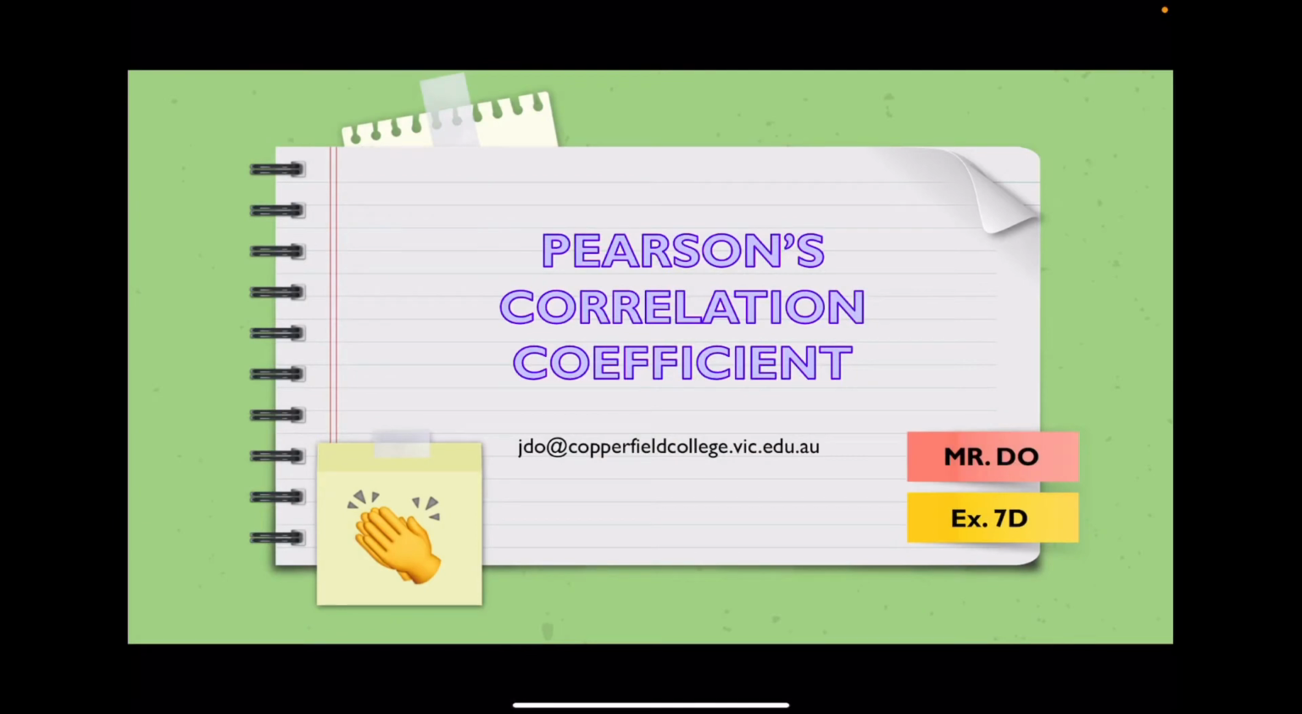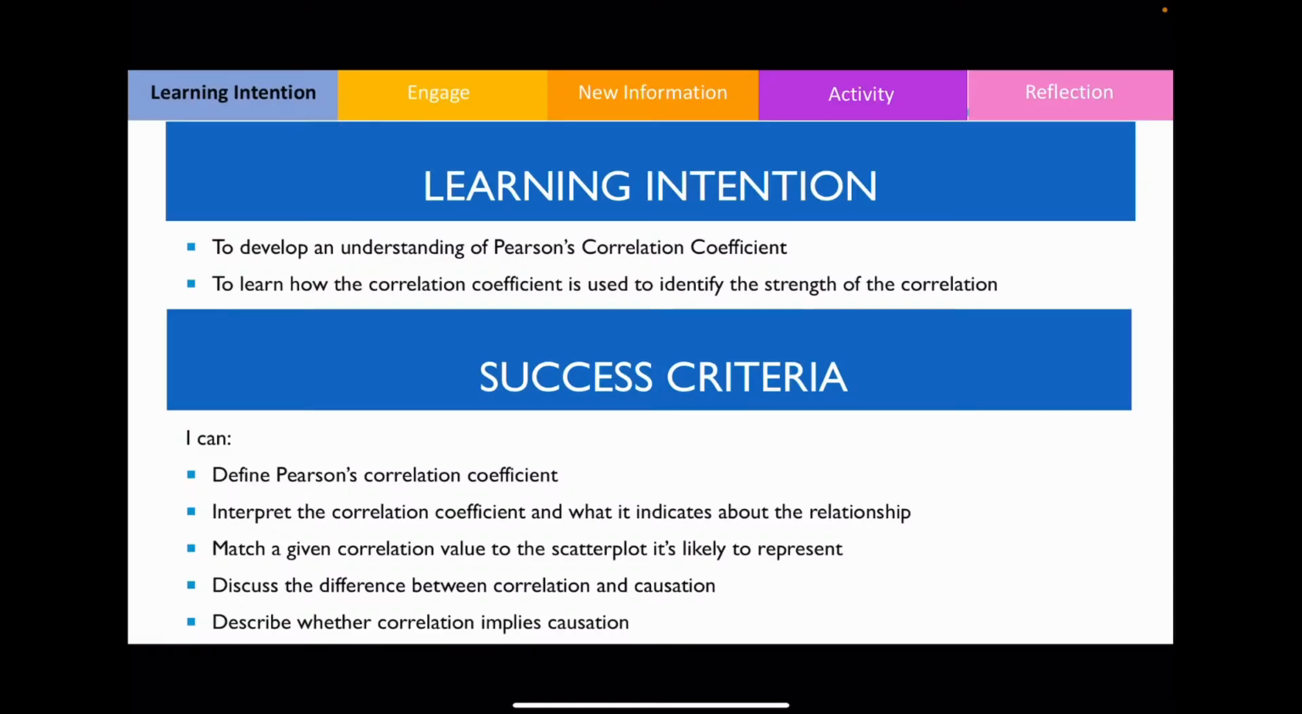Hello class, in this video we're going to be looking at the Pearson's correlation coefficient. The learning intention of this video is for us to develop an understanding of Pearson's correlation coefficient and to learn how the correlation coefficient is used so we can identify the strength of the correlation.